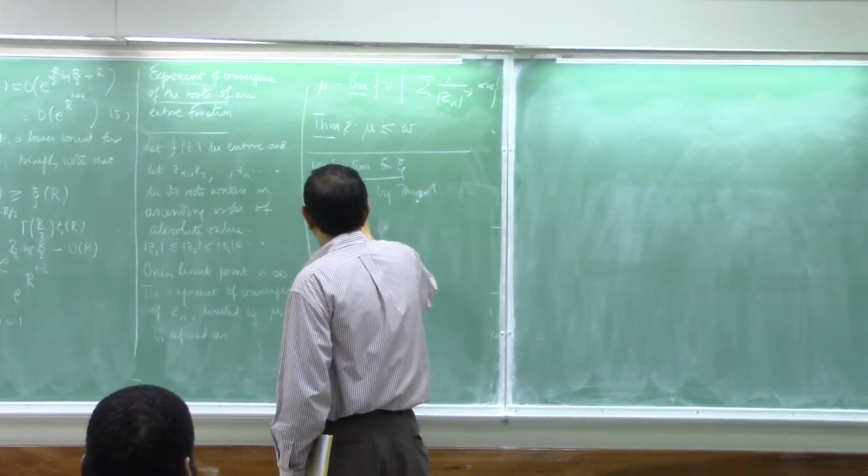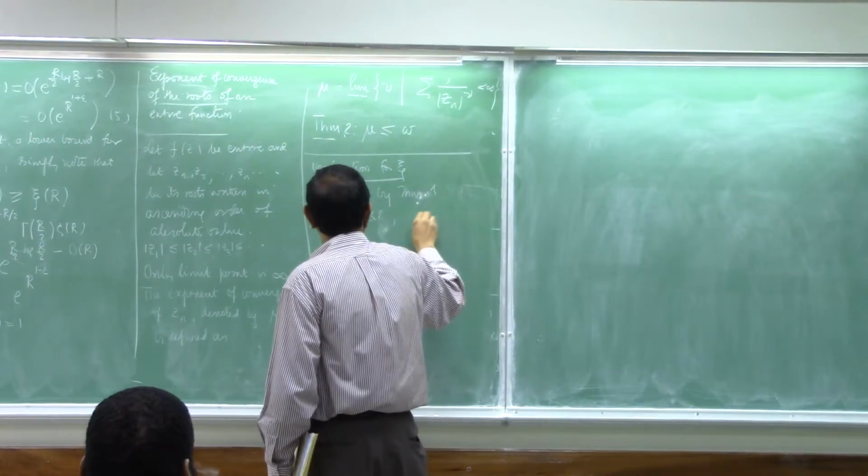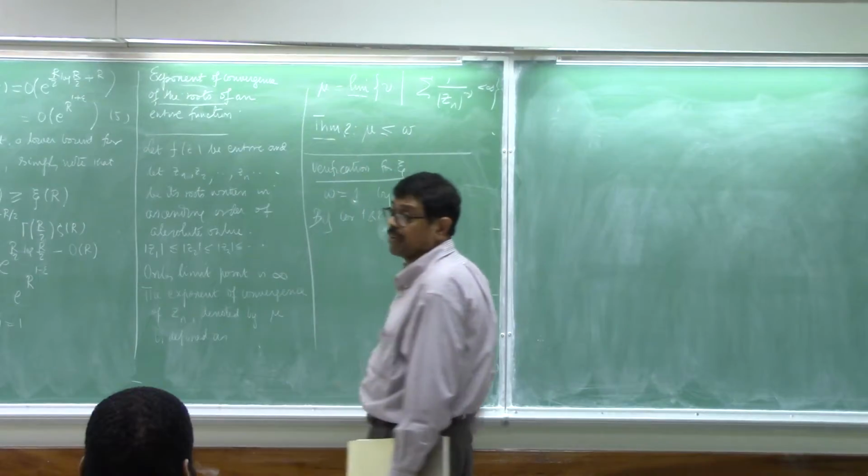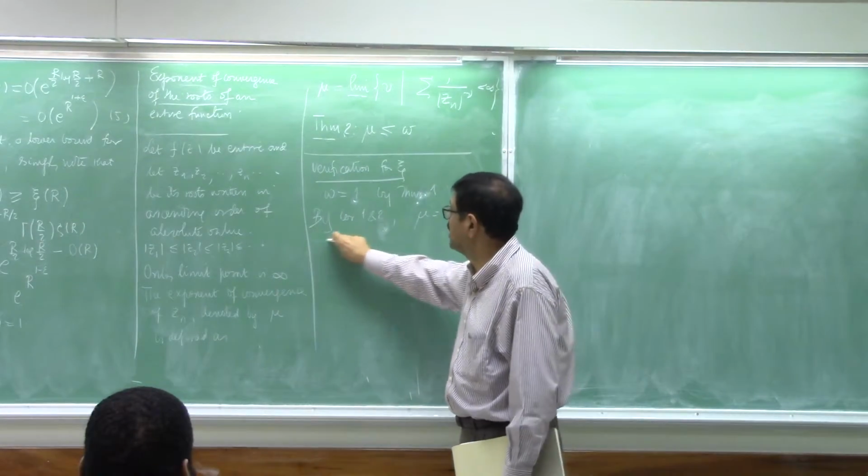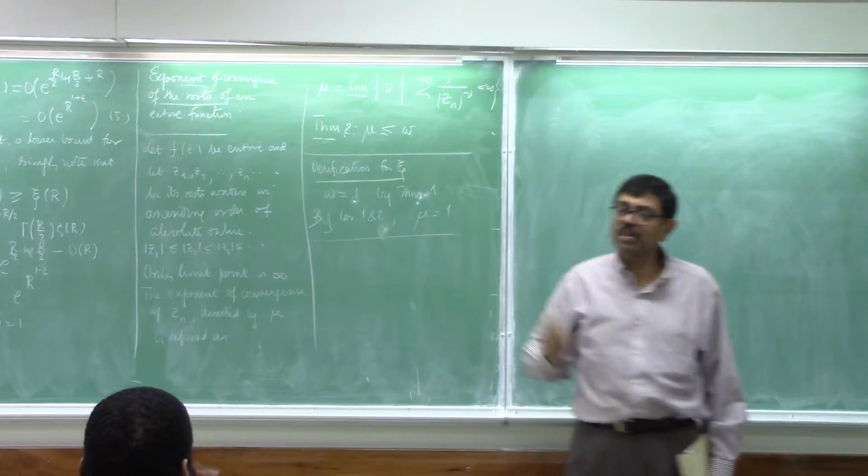By the corollary, it's 1 and 2. Mu is 1. So this is verified, just in this case. Right? But let us prove this more generally, because we can use this for other functions.